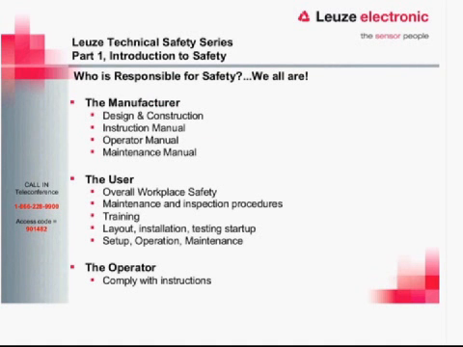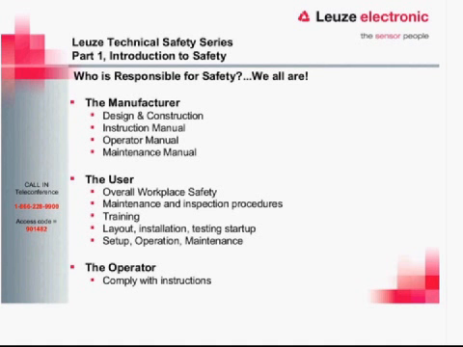So who is really responsible for the safety? In the end, we all are. The manufacturer is responsible for the design and construction of the machine in a safe manner. The instruction manual, the operator manual, and the maintenance manual all need to reflect those safety devices, how they need to be taken care of, and how they should be implemented correctly.